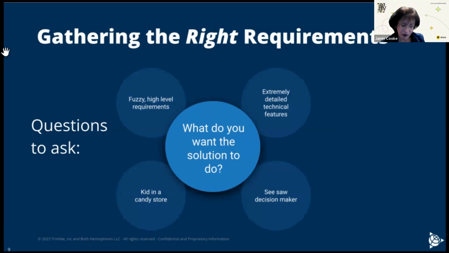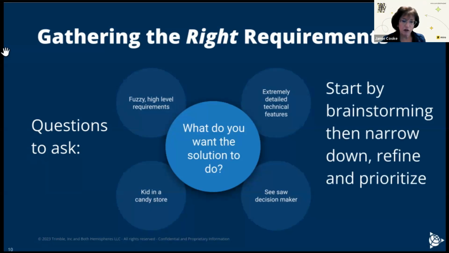Now the technology is pretty commonplace. People are very aware of what products do and don't do, and they come to the table with very specific features they're looking for. You might get the kid in the candy store. Somebody who basically wants everything and doesn't even know where to begin to prioritize. I want it all. And you might get the seesaw decision maker. That's the person who, when you spoke with them yesterday, absolutely had to have this, but today it's something else completely different. So you want to open up the discussion with this, but you actually want to frame that discussion.